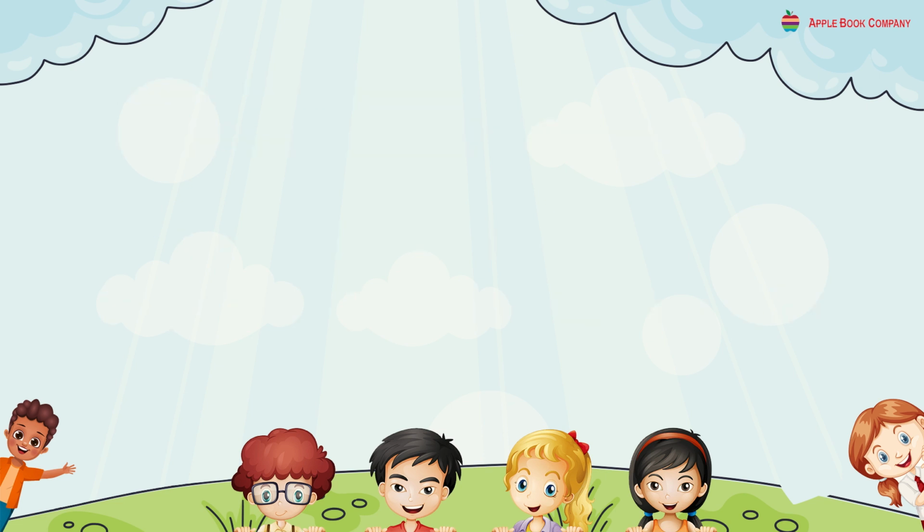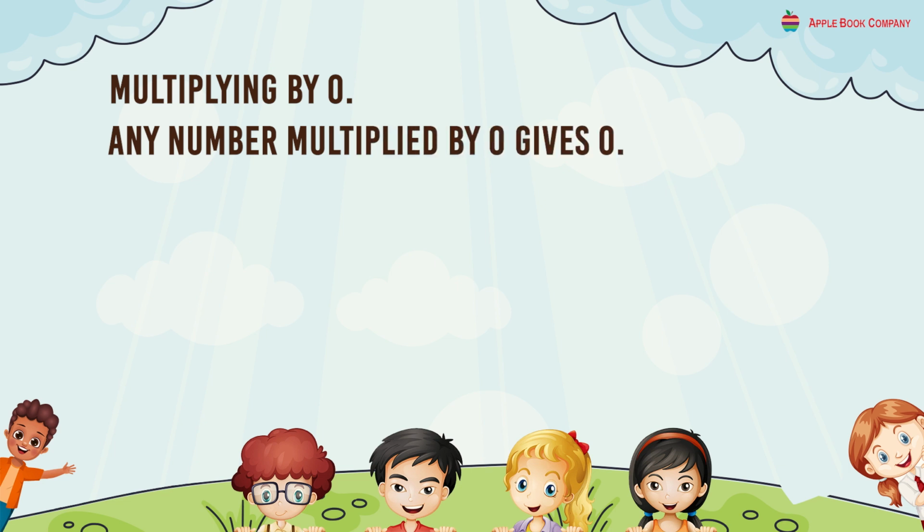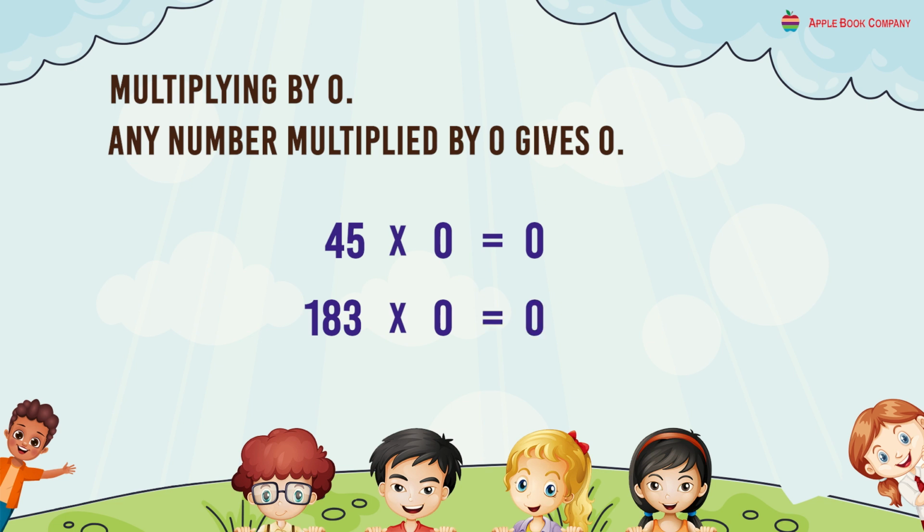Property 4. Multiplying by 0. Any number multiplied by 0 gives 0. 45 multiplied by 0 is 0 or 183 multiplied by 0 is 0.